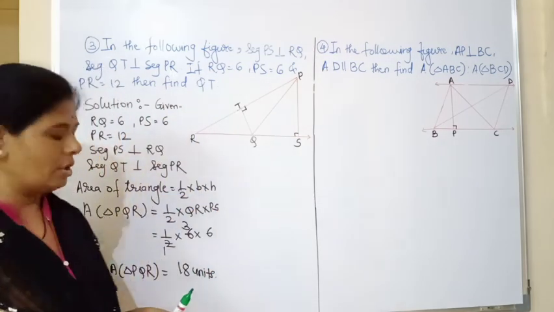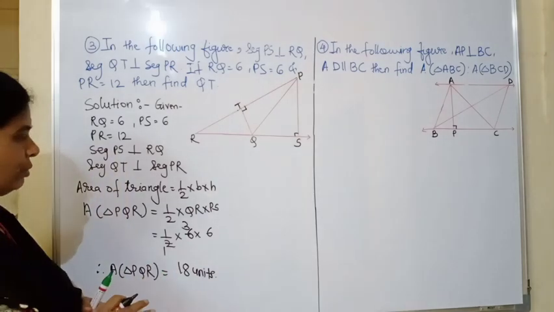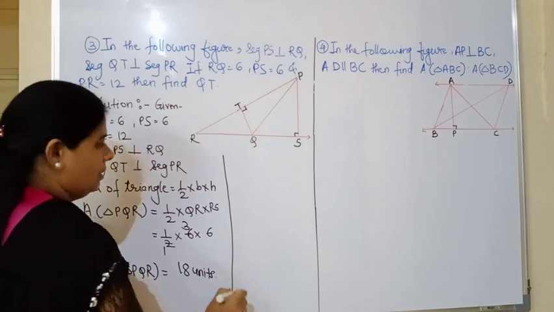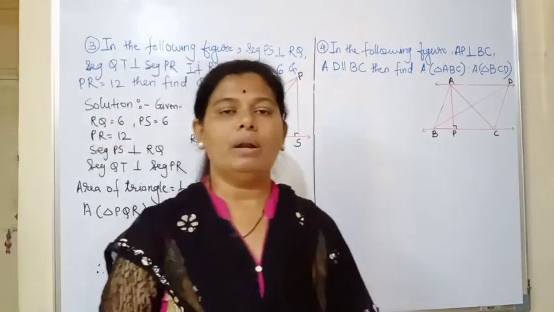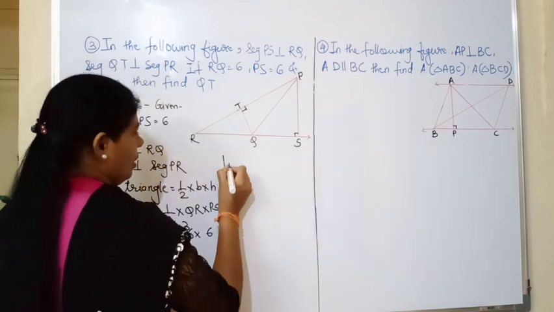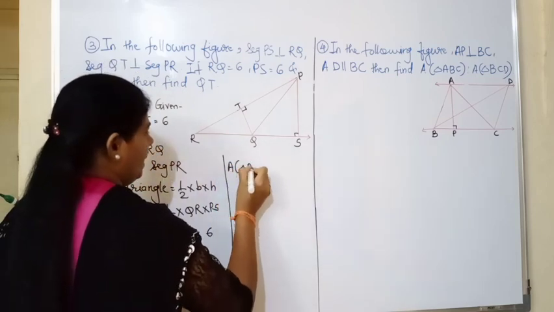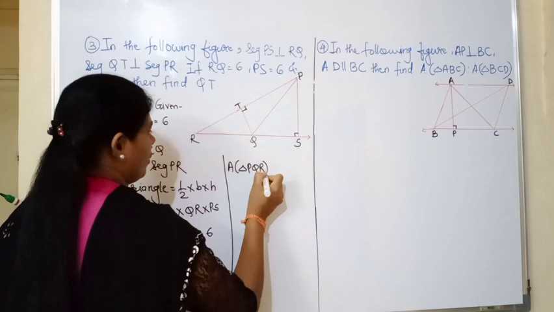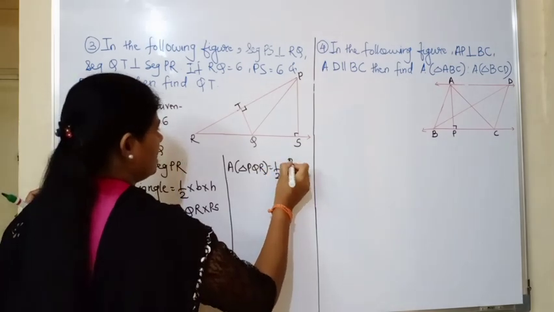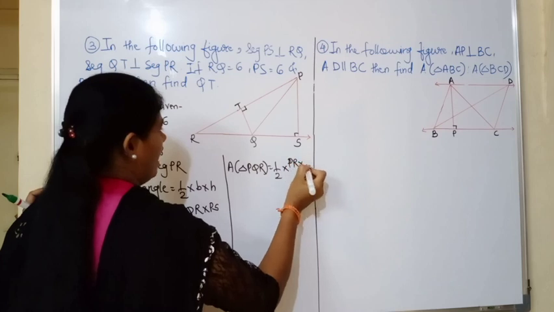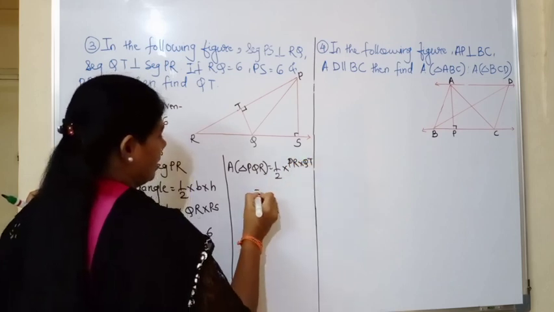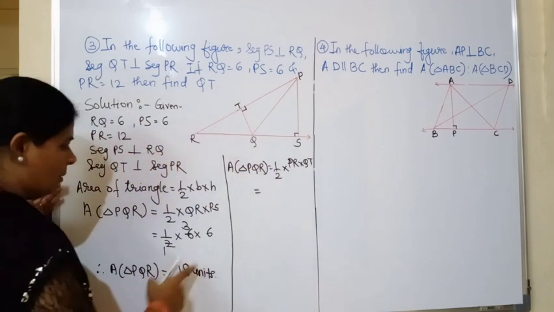The centimeter is not given, so we will write 18 units. Okay, now we will consider the same triangle, that is the triangle PQR, which has a different height and base. So area of triangle PQR equals half. What is the base now? Base is PR and height is QT.